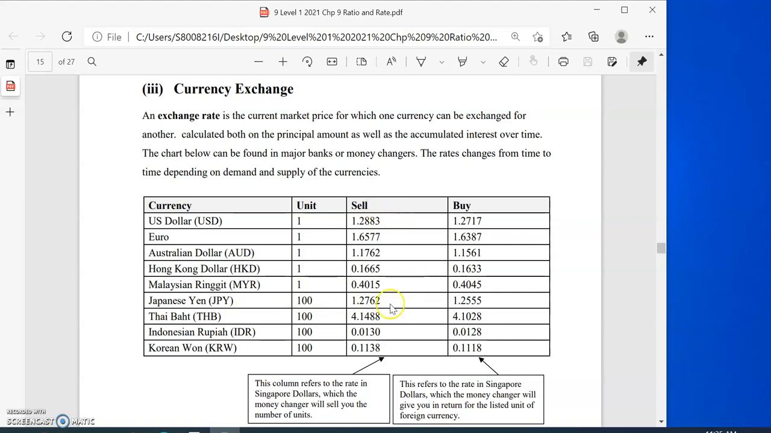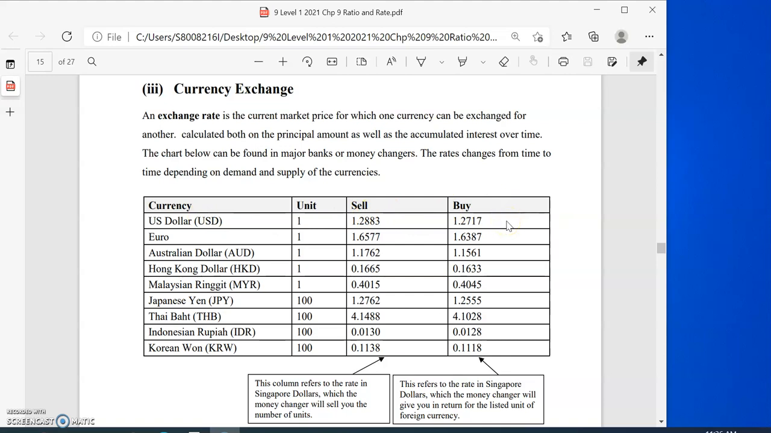You will see that this column refers to the rate in Singapore dollars, and that is the rate at which the money changer will sell you the number of units. Conversely, if you wish to return or sell your US dollar to the money changer, it is when the money changer buys the US dollar from you. Therefore, the fourth column displays the amount that the money changer is willing to pay if he has to buy 1 US dollar from you. If the money changer has to buy 1 US dollar from you, he is willing to pay 1.2717.